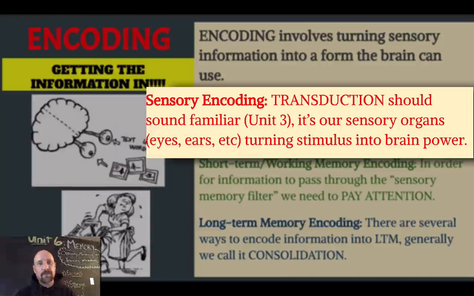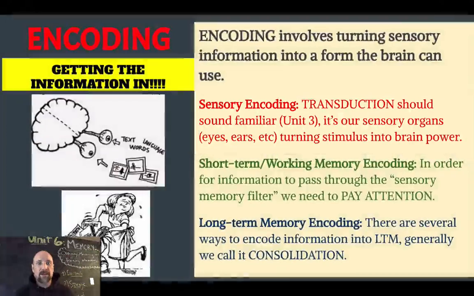So the first step in memory, and more specifically in encoding, is taking an environmental stimulus and turning it into brain power. We've talked about that throughout Unit 3, right? So the first step of encoding, sensing. And then how do we get that information further into the brain? We talk about selective attention, another part of Unit 3.